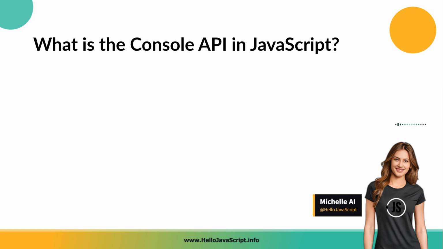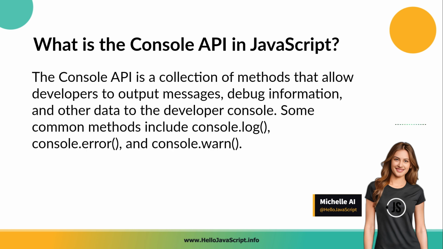This is the next question. What is the console API in JavaScript? The correct answer is: the console API is a collection of methods that allow developers to output messages, debug information, and other data in the Developer Console. Some common methods include console log, console error, and console warn.